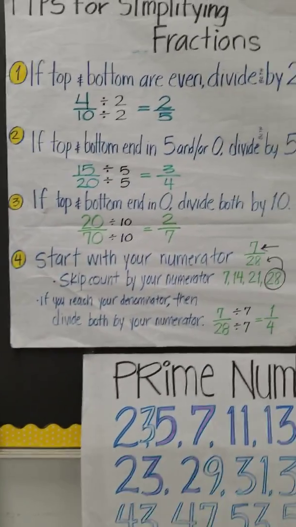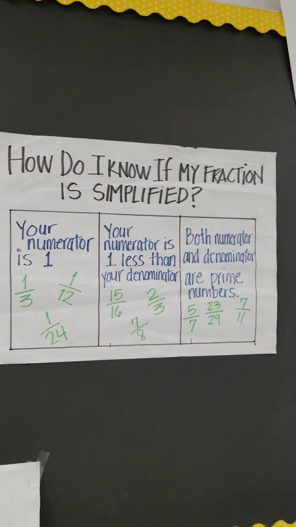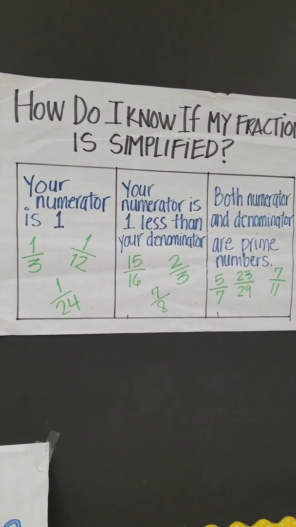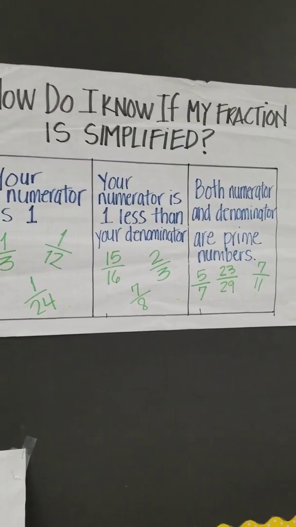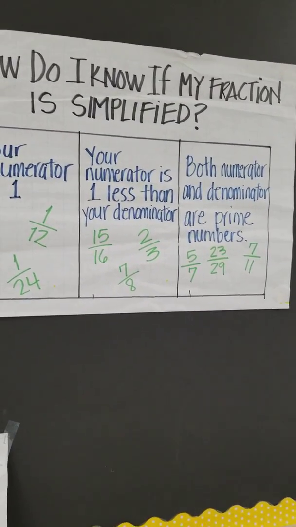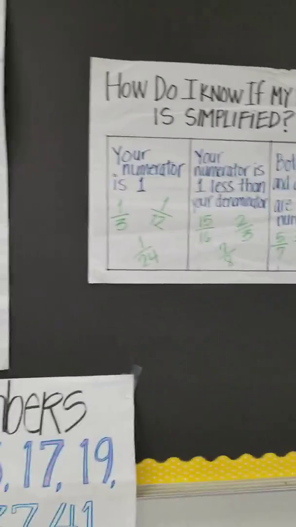like this one. And then how do I know if my fraction is simplified? First one, if your numerator is already 1, you cannot go further. If your numerator is 1 less than your denominator, and if both numerator and denominator are prime numbers.